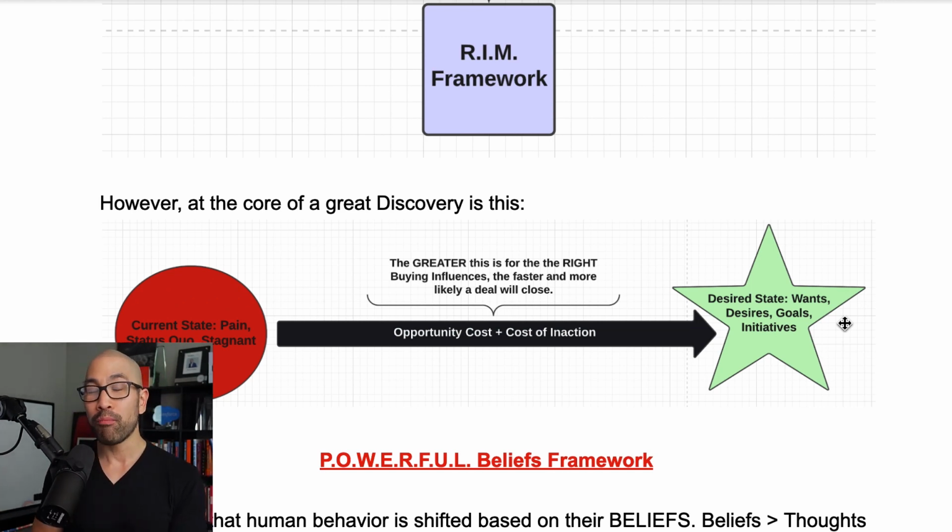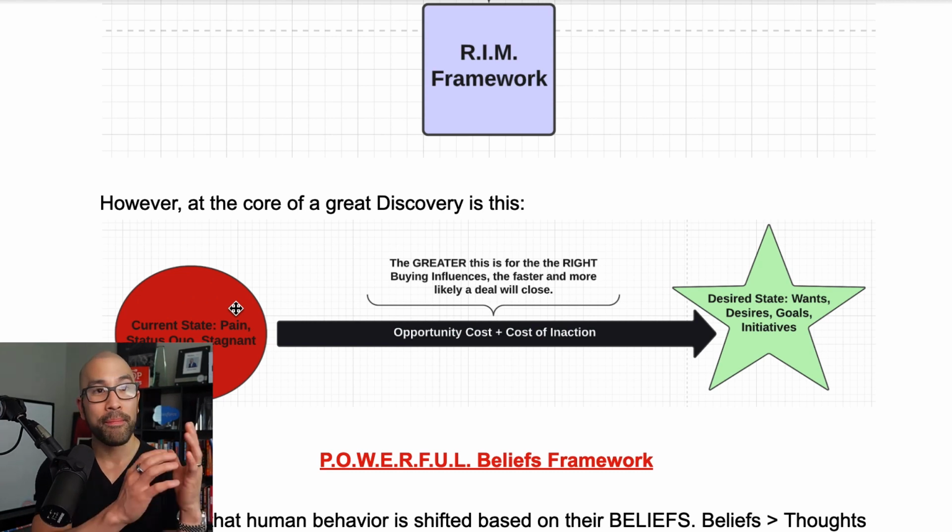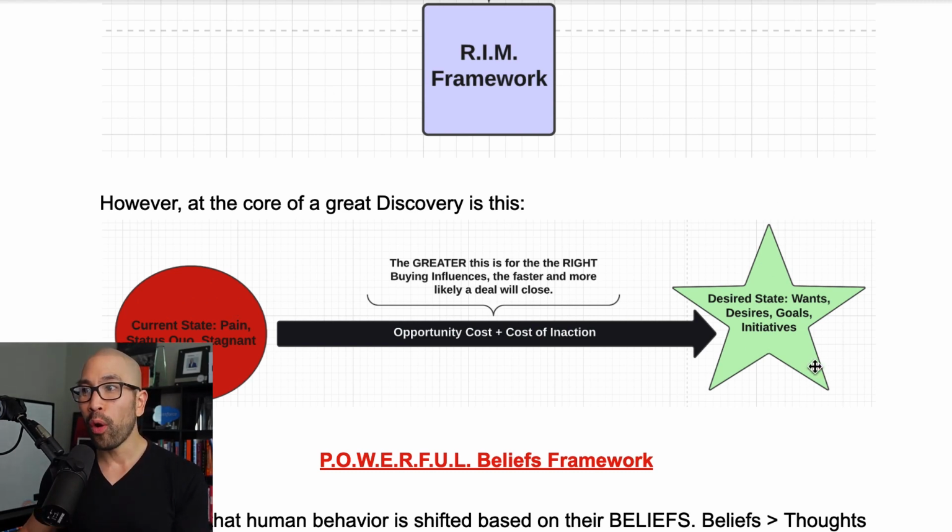When you break it down as simple as possible, ultimately, at the core of discovery, you're able to uncover whatever their current state is. Are they in pain? Is there status quo? Are they stagnant? Are they growing? Where are they at? And ultimately, where do they want to go? What's their desired state? This could be from their desires, their goals, problems they want to solve, initiatives, or whatever.